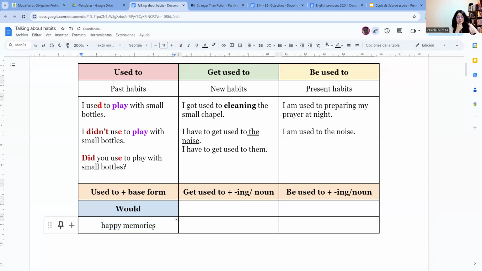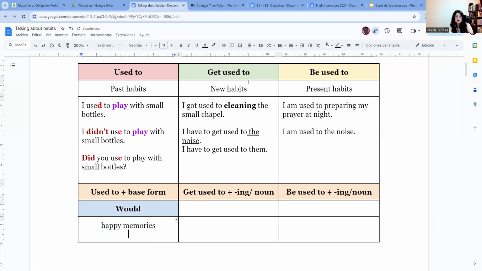Happy memories. What else? Nicole, did you want to say something different? No, happy memories or regrets? Regrets also? Okay, good. Thank you, Nicole. All right. Yeah, and what is the difference between used to and would? So apart from, yeah, when I use would, it's usually related to happy memories. That's true. Yeah. Is there any other difference apart from that?